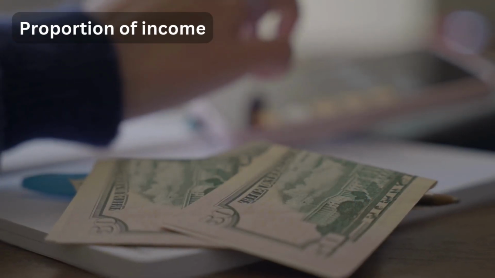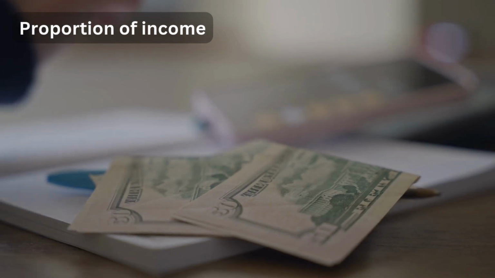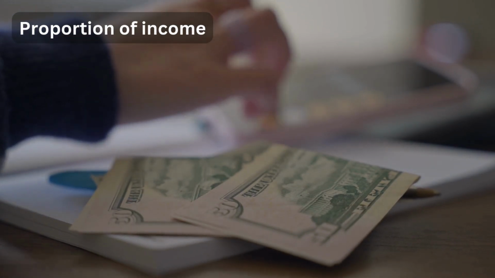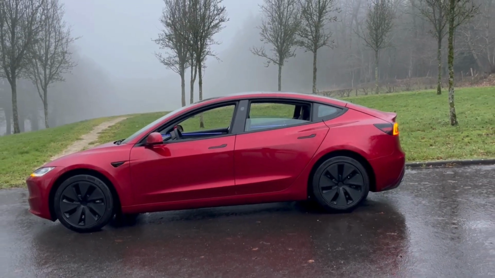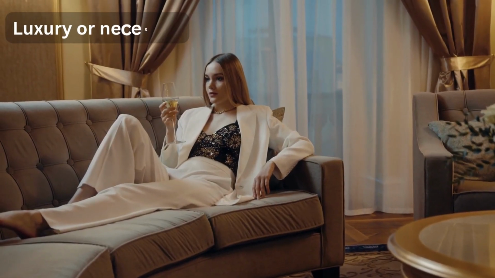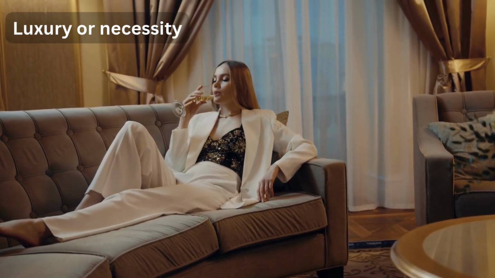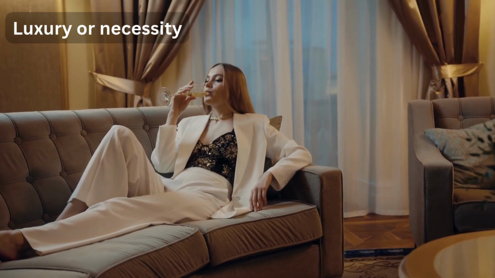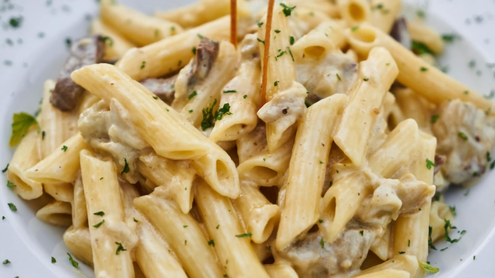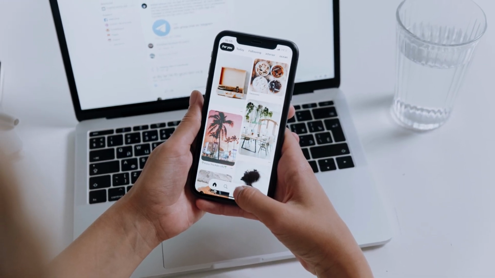2. Proportion of income. Goods that take up a large proportion of a consumer's income tend to have more elastic demand. For example, a car is more price sensitive than a bottle of water. 3. Luxury or necessity. Necessities tend to have inelastic demand, while luxuries have more elastic demand. You need basic foods, but you can delay buying a new smartphone if the price increases.